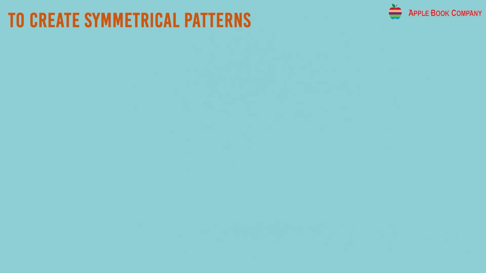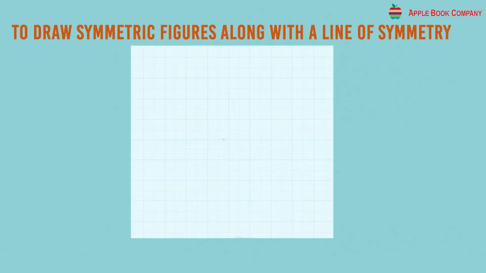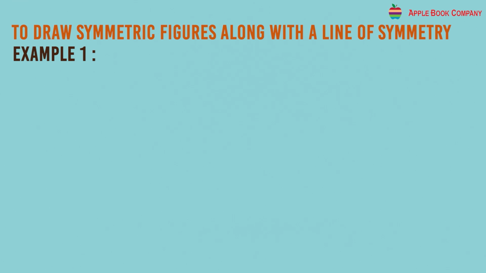To create symmetrical patterns, fold a rectangular sheet of paper into 2 equal halves and punch a hole through it. Open the fold, and we see 2 holes equidistant from the fold. To draw symmetric figures along a line of symmetry, it is just like drawing the mirror image of the given figure part. Take care that the size of the line segments and the angles between them are the same in the mirror image.